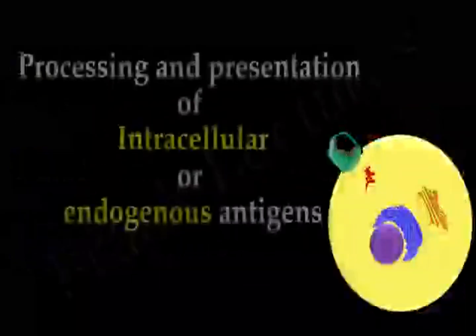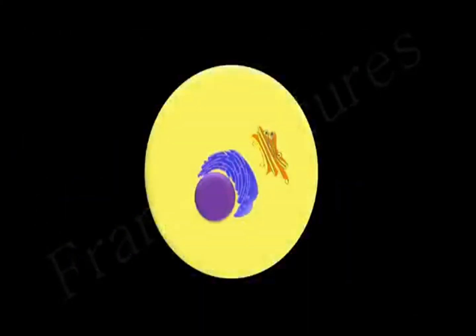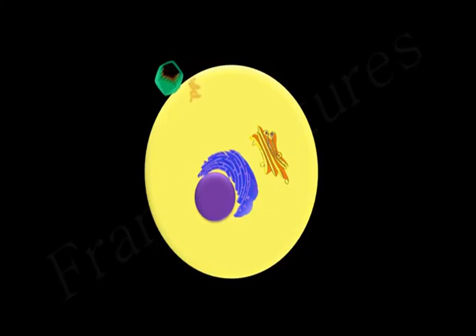Let's first study the processing and presentation of intracellular or endogenous antigens. This is a cell and its components which will take part in antigen processing and presentation. This is the nucleus, rough endoplasmic reticulum and Golgi apparatus. To understand this pathway, let's take the example of viruses. Here the cell infected by the virus is known as the target cell. Let's zoom in and see how these viral antigens are processed and presented.